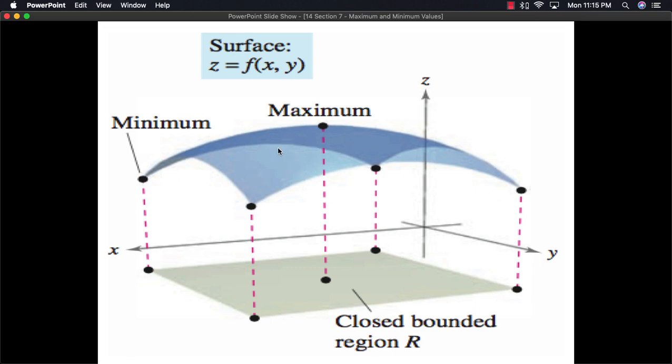So notice that we have a surface here. The maximum here is this point right here up top. And notice that if I project that point down to the shadow, it is well within the closed bounded region. Later on, we will be dealing with not only the maximums and minimums, but also we'll look at the extrema that are on the border of the region as well. But we'll deal with that more later in the lesson.